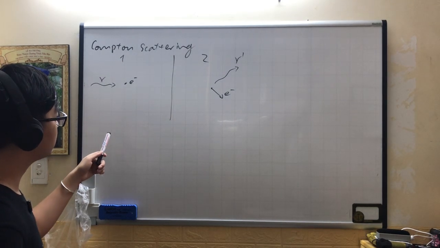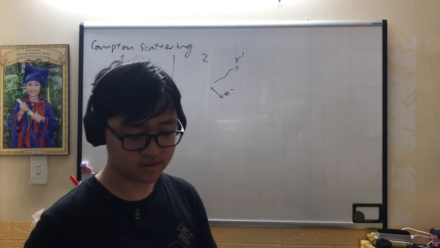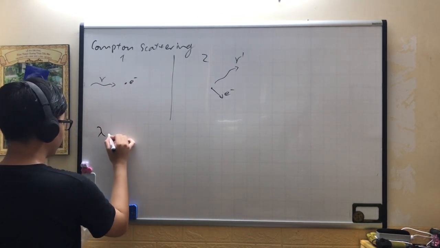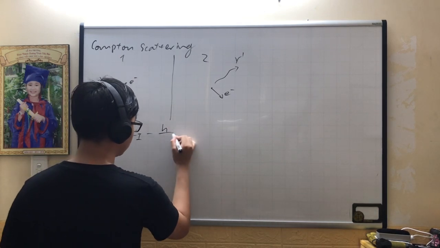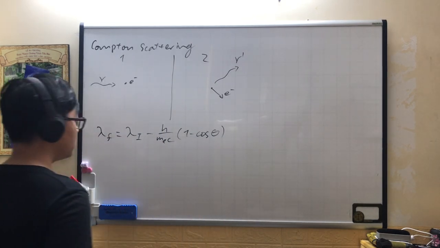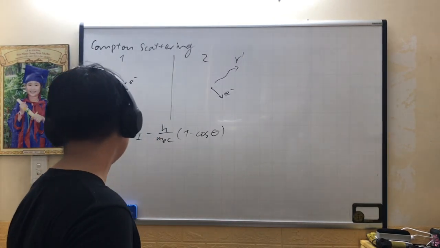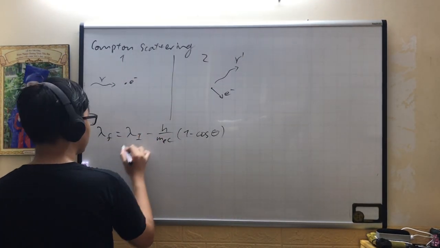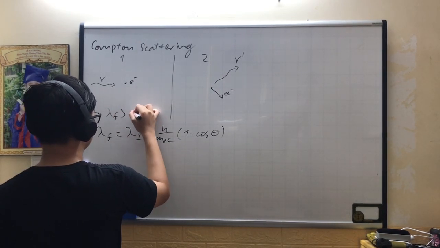And from this, he derived a formula, which is that the final wavelength would be the initial wavelength plus h over m_e c times (1 minus cosine theta). So this indicates that there is a loss in energy, therefore there is an increase in wavelength. So we can safely say that the final wavelength is bigger than the initial wavelength.